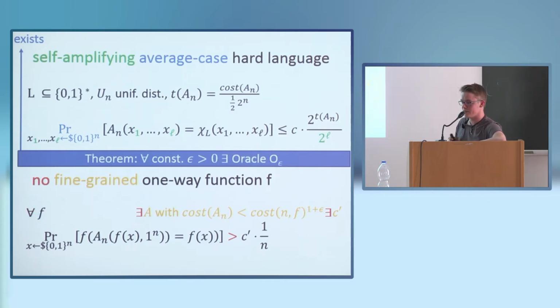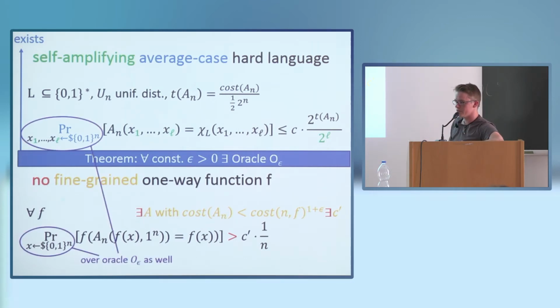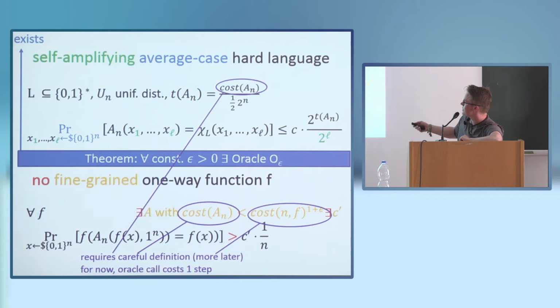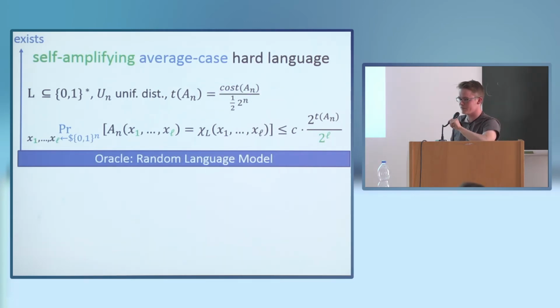And the oracle that we show will also depend on this epsilon. So for every epsilon we can show that there is an oracle such that there is no epsilon one-way function. If you're in an oracle world, these probabilities are over oracles as well, and these algorithms are oracle algorithms, and for these cost functions we need to think about how expensive it is to make an oracle call. But for now, let's just say that an oracle call is just one step, and we'll see something else later.